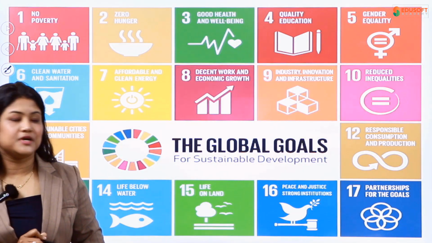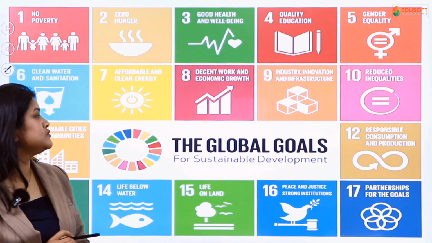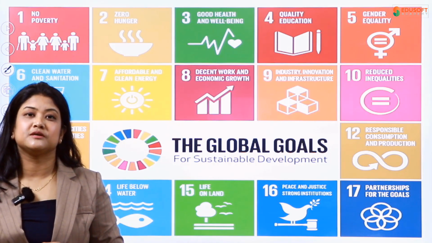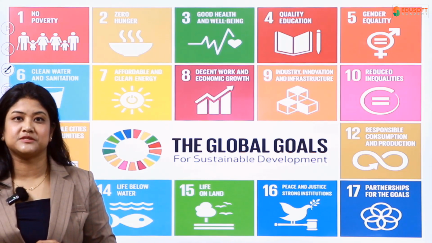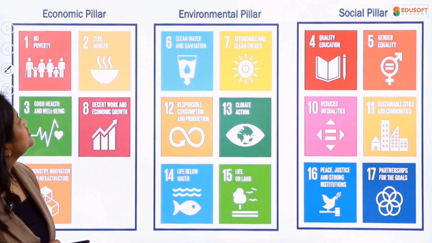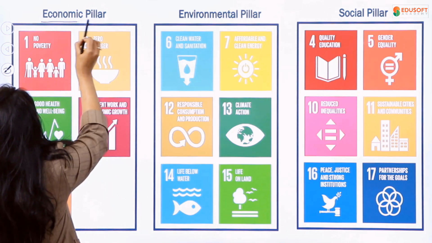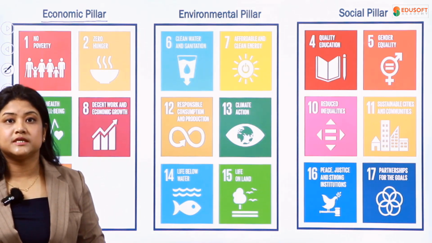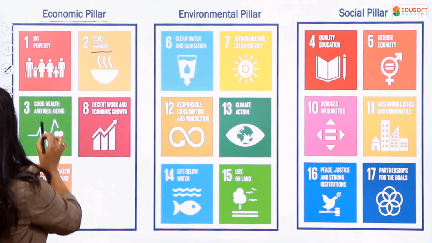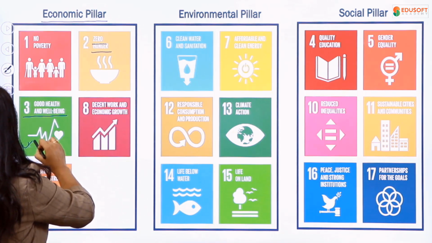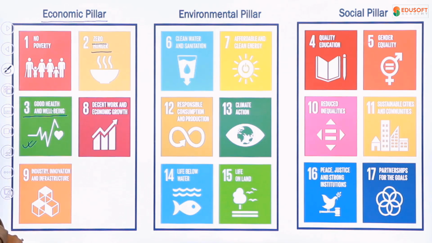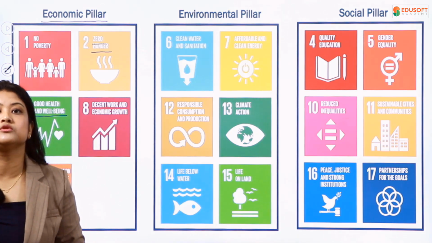Now coming to the SDGs, the global goals for sustainable development. As I have already mentioned previously, we have a total of 17 global goals. For ease, we can divide them into economic pillar, environmental pillar, and social pillar. Under the economic pillar, we have 5 global goals. Goal 1, no poverty. Goal 2, zero hunger. Goal 3, good health and well-being, a very important goal. Goal 8, decent work and economic growth. And Goal 9, industry, innovation, and infrastructure. So we have a total of 5 global goals under the economic pillar.